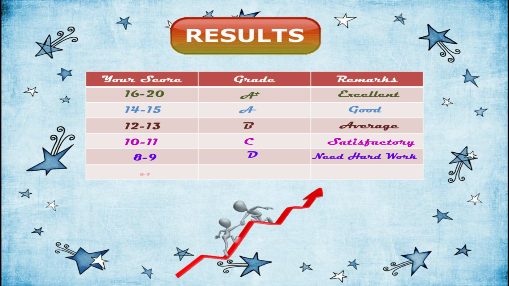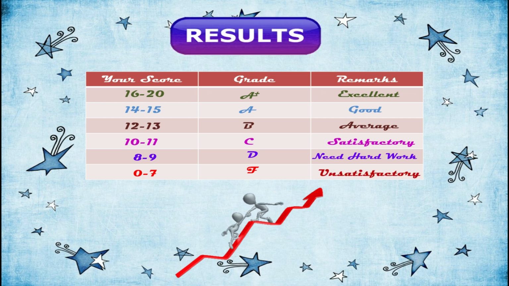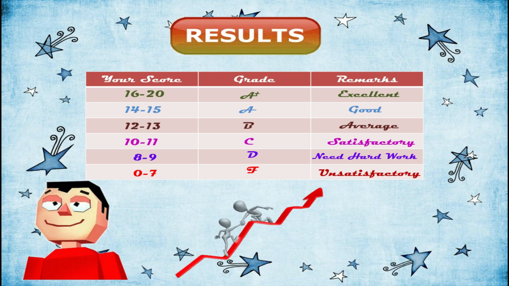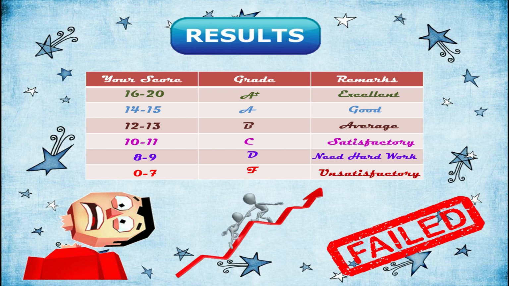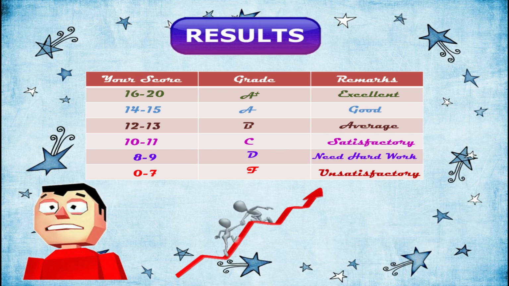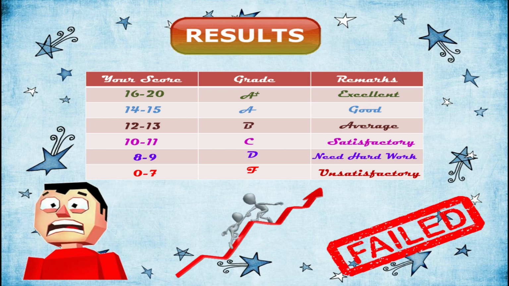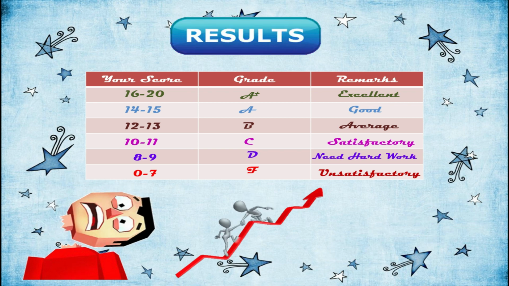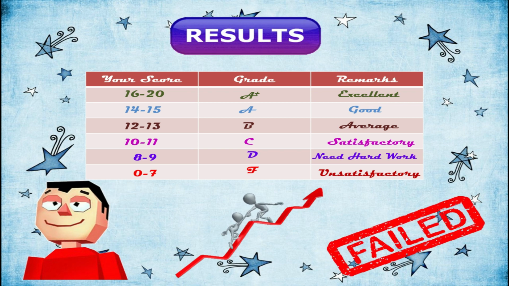And if your score is from 0 to 7, it shows that you got F grade. This is a very unsatisfactory result because you have failed this quiz. So start working, start studying. For help, you can watch my videos so you can improve your result.